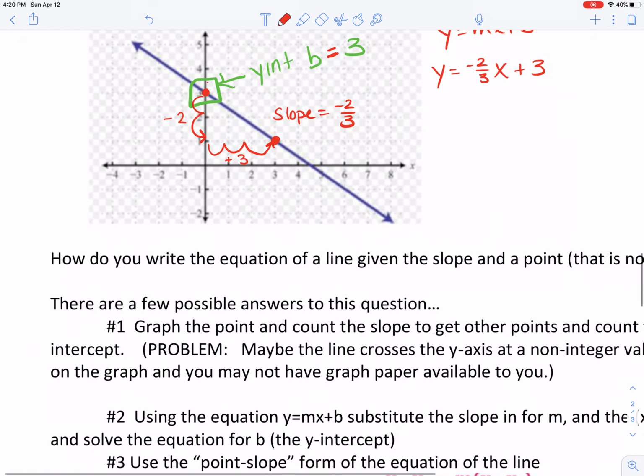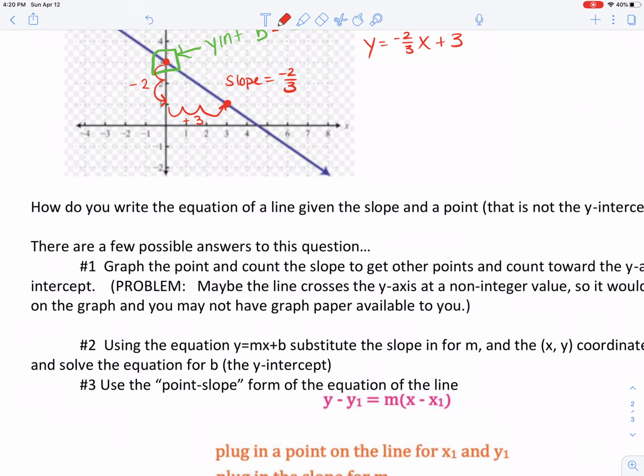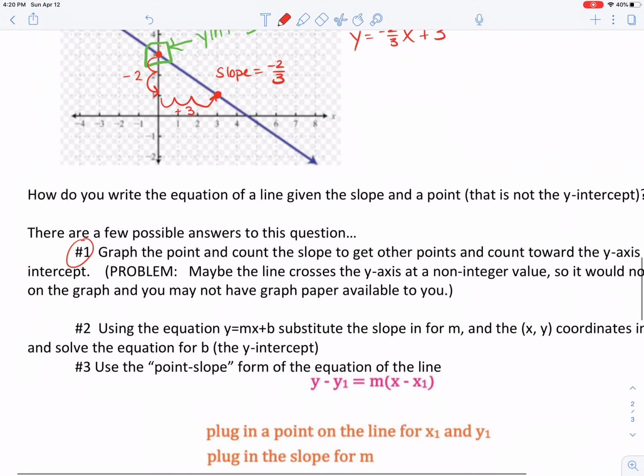However, if they give us the slope and a point that's not the y-intercept, there are a few different ways to do it. First, if you have access to a graph, the first way is the easiest. Just graph it. Graph the one point that's given to you. Use the slope to find the y-intercept, and then you'd have your slope and your y-intercept. Now, if your y-intercept is not an integer, that's not going to be favorable.